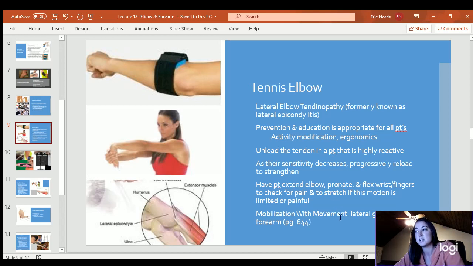There is a mobilization with movement technique where you do the lateral glide of the forearm. That's on page 644 of your textbook, and we can do that in lab together.